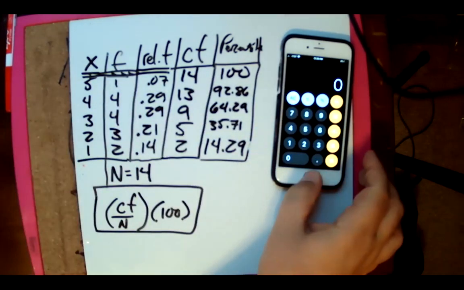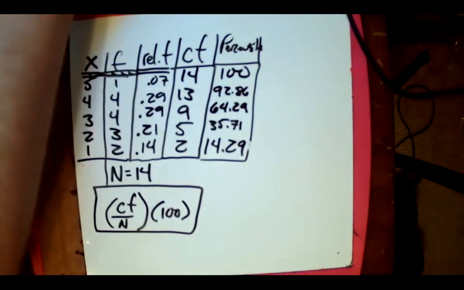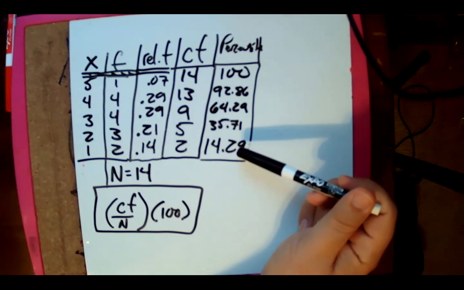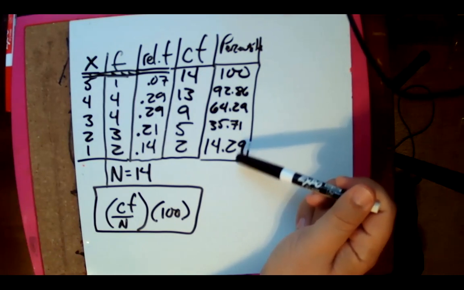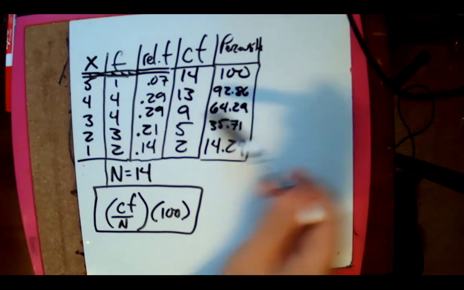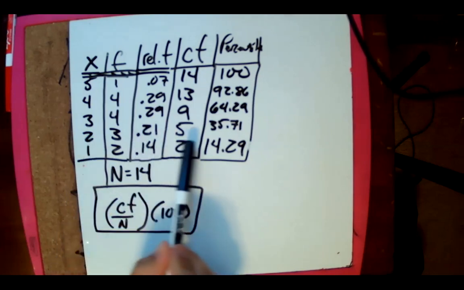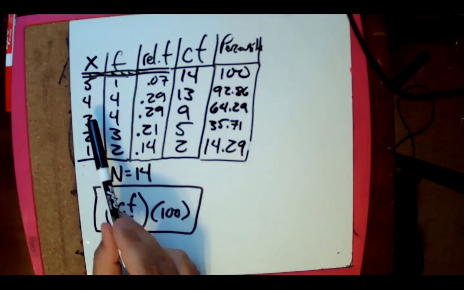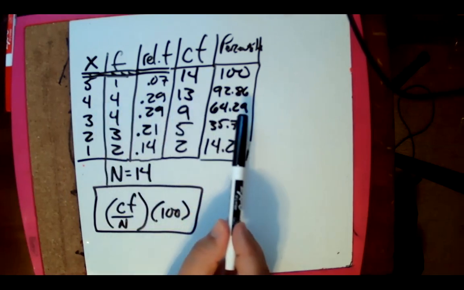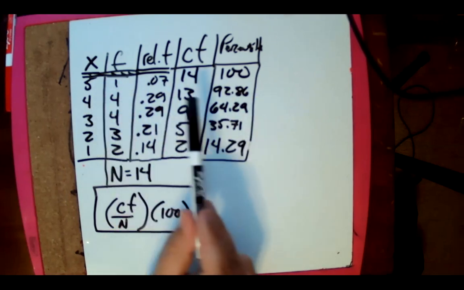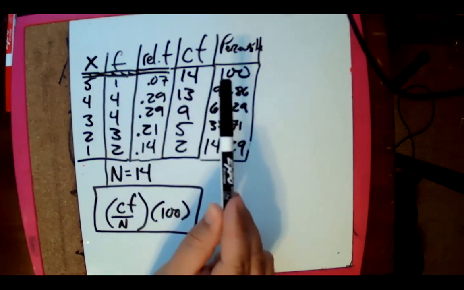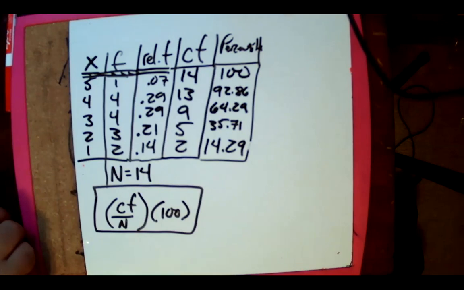So the way you would read this is, what percentage of scores are a 1 or less than 1? Well, it's 14.29% of the scores, right? How many scores are a 2 or less than 2? Well, it's about 35.71% of the scores. How many scores are a 3 or lower? 64.29. How many scores are a 4 or lower? 92.86, right? How many scores are a 5 or lower? Well, all of them, because 5 is the highest number. Right, so there you go.